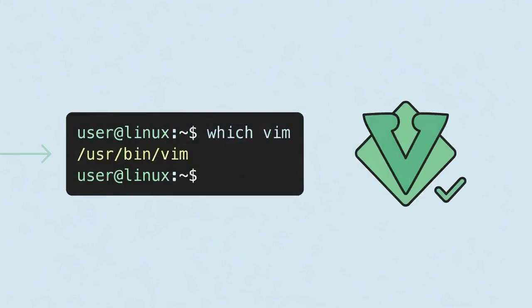If a command is not found, which silently returns nothing. So an empty line below the prompt would mean the editor isn't available. This is a quick sanity check before starting any editing task.